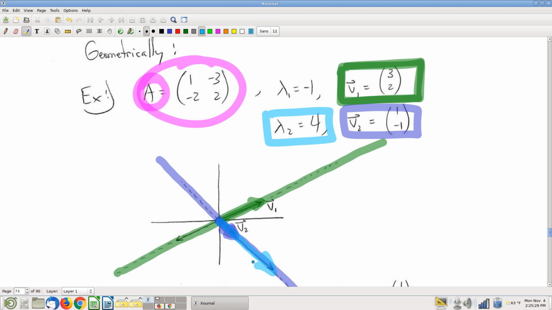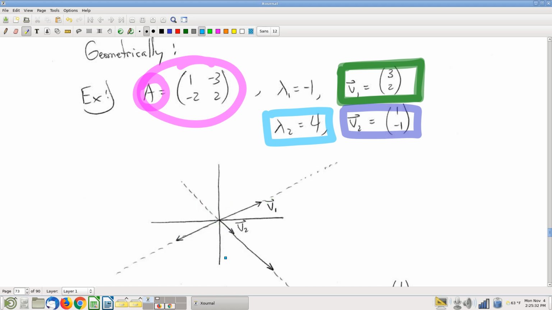So, for example, if you want to talk about a vector like this one, this vector here, that's a sum of a green vector and a blue vector. Red is equal to green plus blue in this case. Well, what does the matrix do to this red vector? The green part is going to get multiplied by -1. The blue part's going to get multiplied by 4.